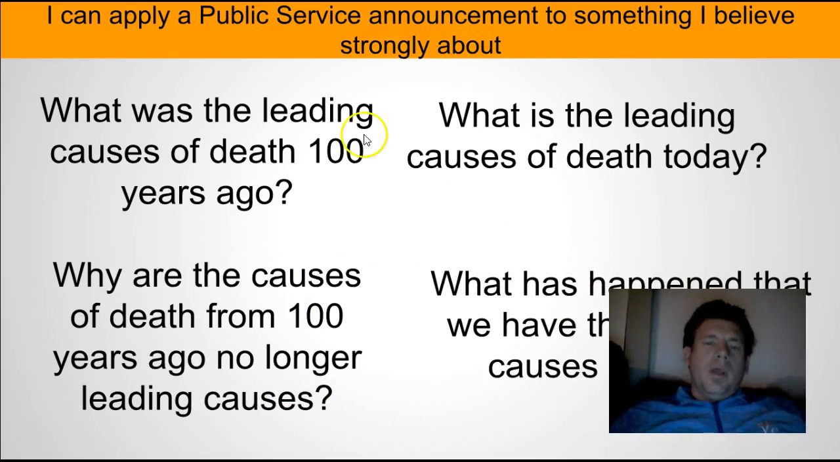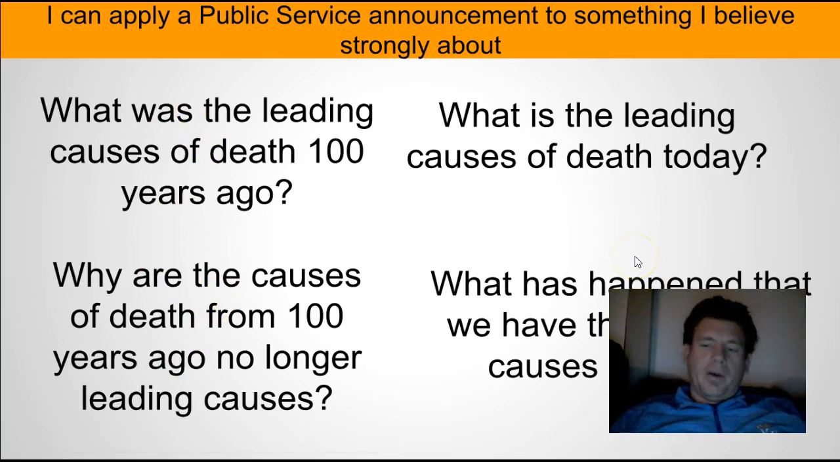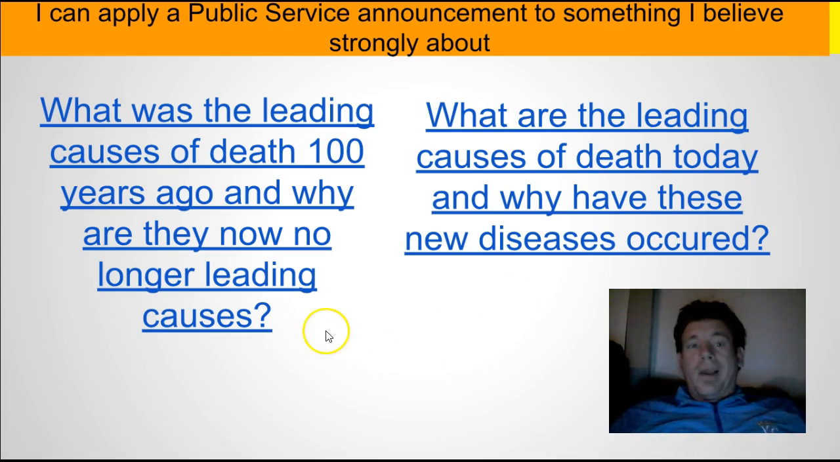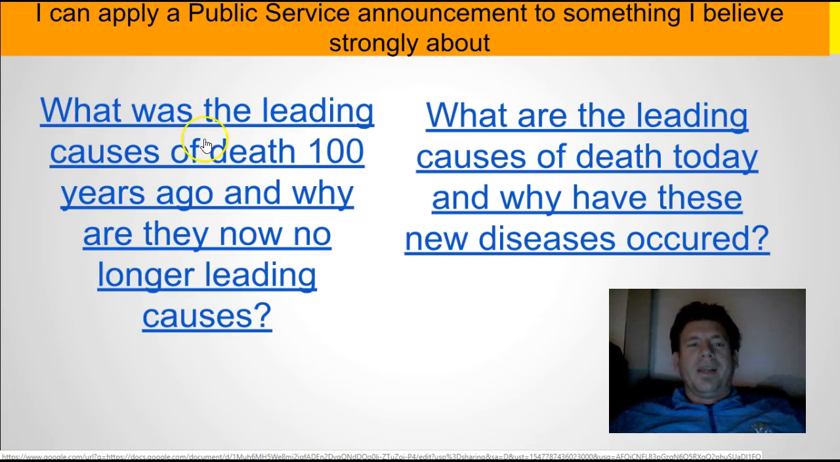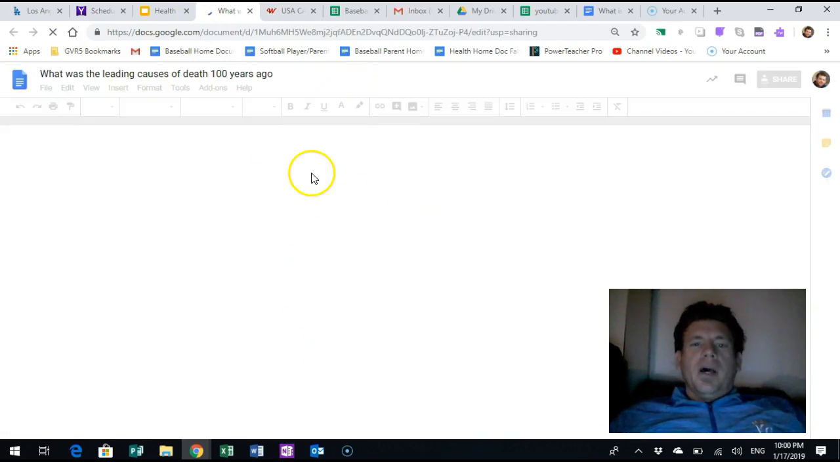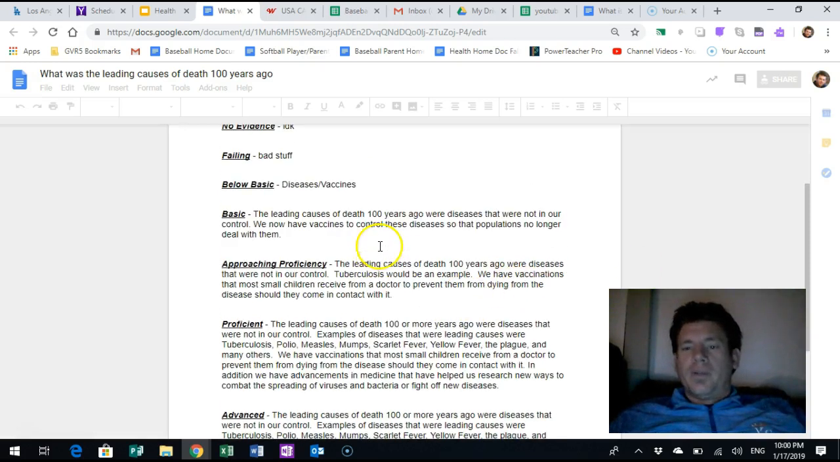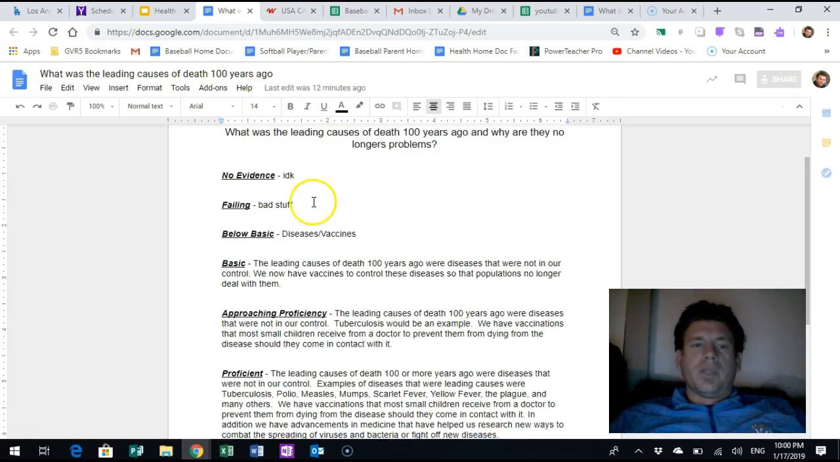Now on the test though, I'm going to combine these four questions. So these two right here are going to be combined together, and these two are combined together. And I'm going to give you what those will look like on the test here on the next page. So those questions will look like, what were the leading causes of death 100 years ago, and why are they no longer leading causes? And then I have a link here, and I'm going to open this up to where you can see this. And I have examples of what answers would be and what kind of score you would get on those if you were to submit those answers on your test.